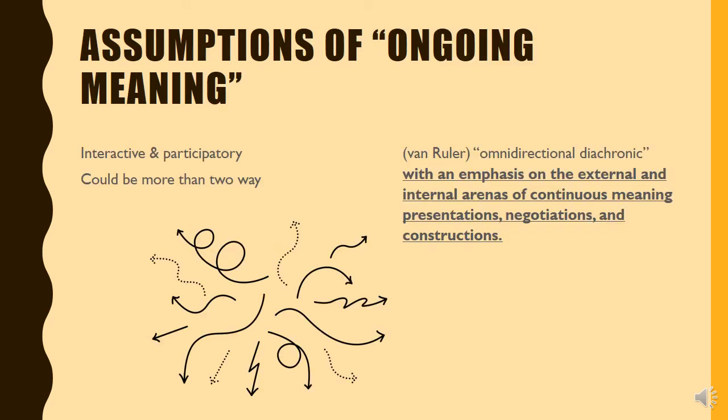So Van Ruler, in talking about the ongoing meaning creation and ongoing meaning processes, describes communication as being omnidirectional and diachronic. So what does this mean? Omnidirectional refers to all directions. This is a concept that says meaning is not fixed, and not only is it not fixed, but it changes with time. So I just want to explore a little bit what we mean by that.